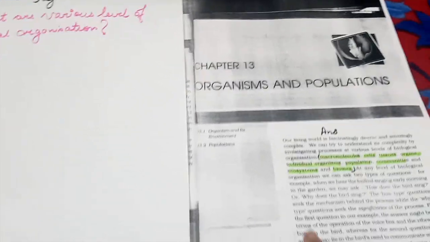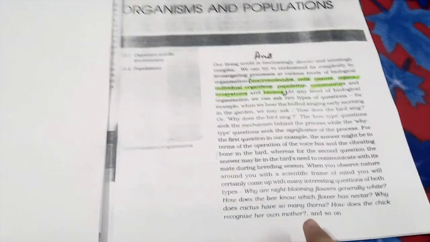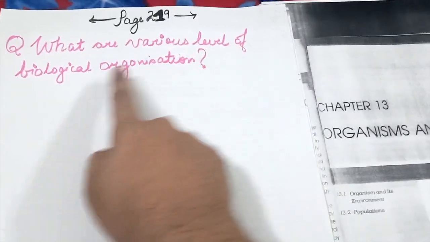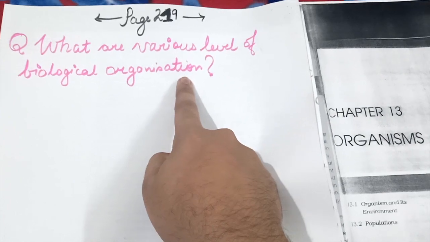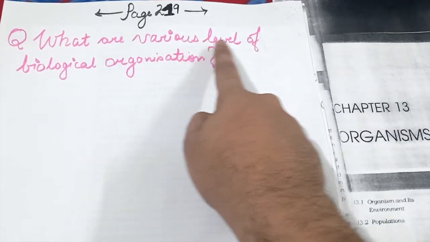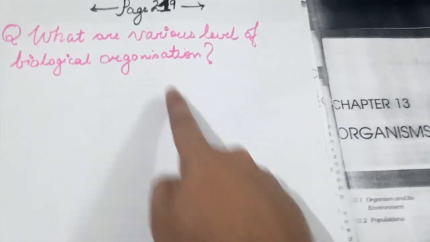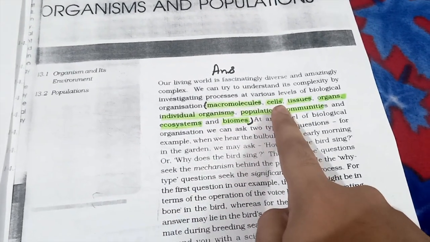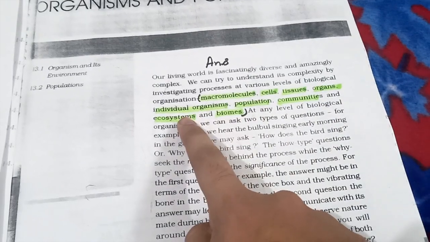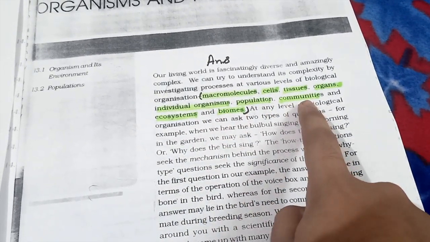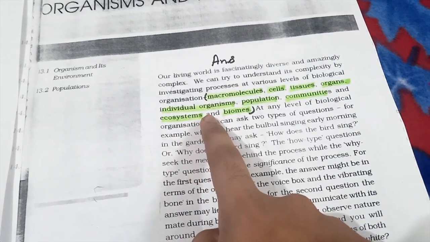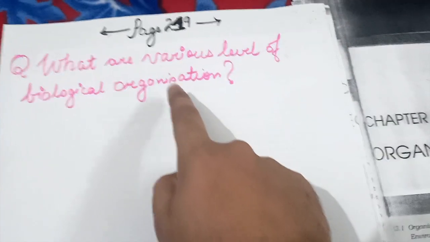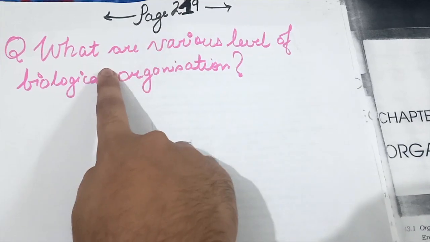First of all, if we look at the starting page of the chapter on page 219, the first question that arises is, what are various levels of biological organizations? The answer is given on the first page: macromolecules, cells, tissues, organs, individual organisms, population, communities, and ecosystem are the levels of biological organization. So you should note the first question, which is formed on page number 219.